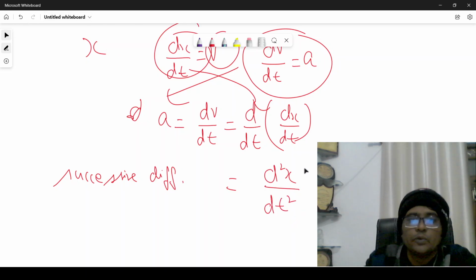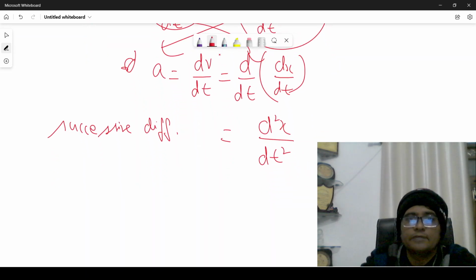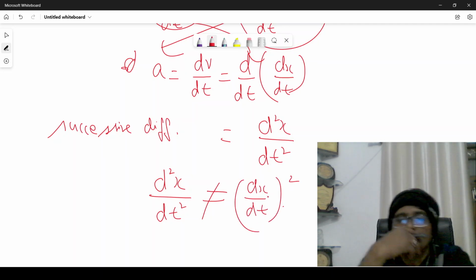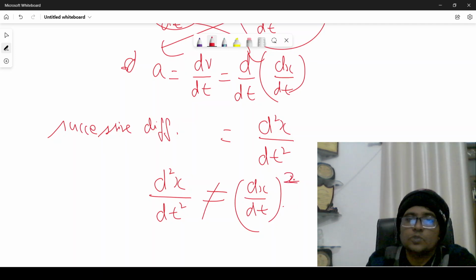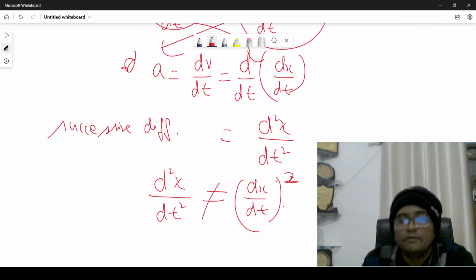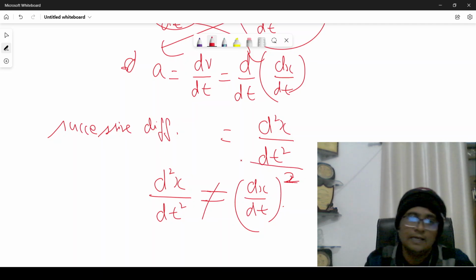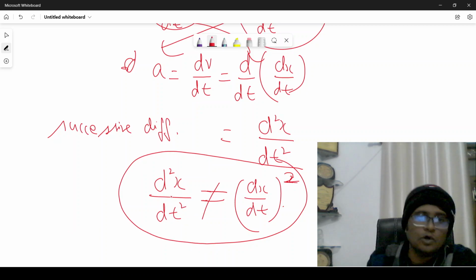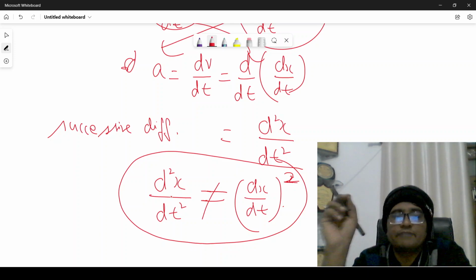Now, I just want you to note one point so that you should not get confused. d square x by dt square is not equal to dx by dt the whole square. We cannot just square this term and get this value. We have to differentiate it twice to get this value. Please keep this point in mind so that you do not commit this mistake. So it was all about the beauty and the physical significance of the differentiation.